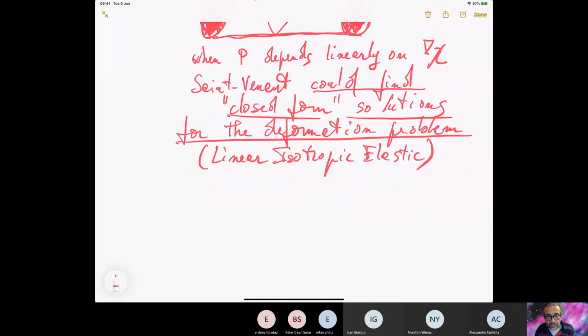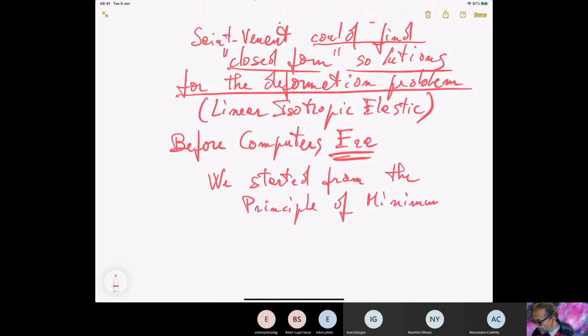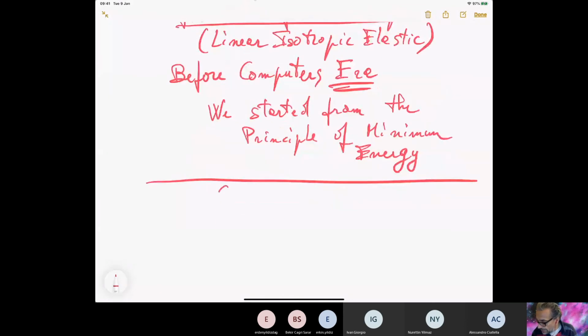So, what can we conclude? Before the computers era, we started from the principle of minimum energy. Okay? So we formulated the problem of minimum of deformation energy with essential boundary condition.